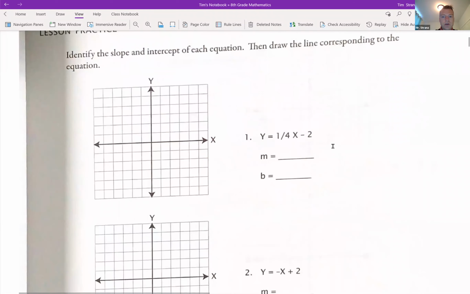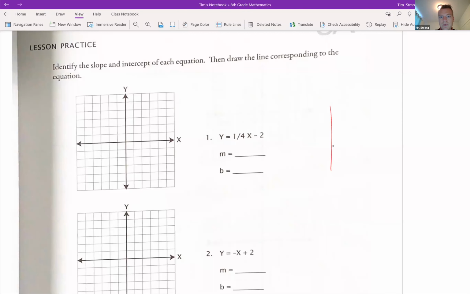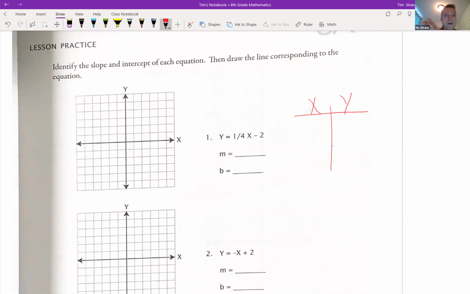Okay, so the easiest way to do this is to make a table. So I'm going to make a table with some x and y coordinates on it. I can choose whichever ones I want, and I'm going to input them into this equation. I'm going to rewrite this equation a little bit bigger so we can see it. Okay, so we have y equals 1/4 x minus 2.